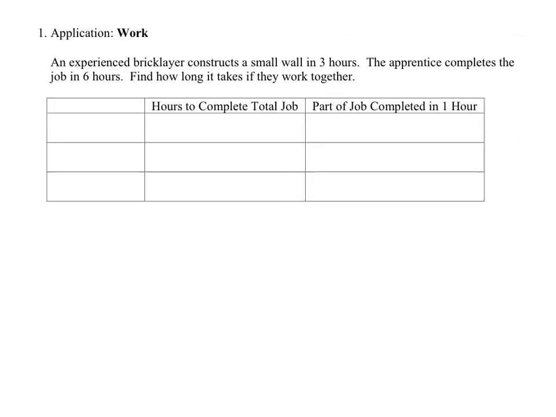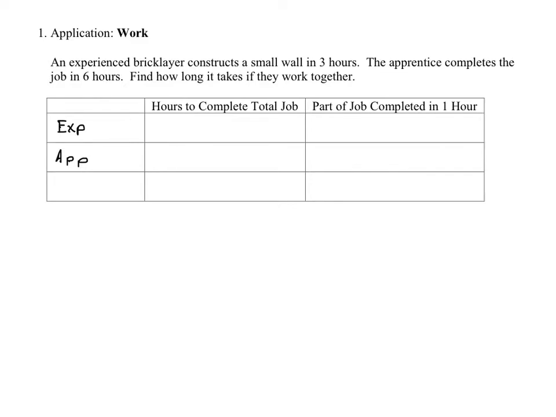I'll show you. An experienced bricklayer constructs a small wall in 3 hours. The apprentice completes the job in 6 hours. How long will it take if they work together? So we have the experienced guy, and we have the apprentice. Now, it says hours to complete the total job, part of the job completed in 1 hour.